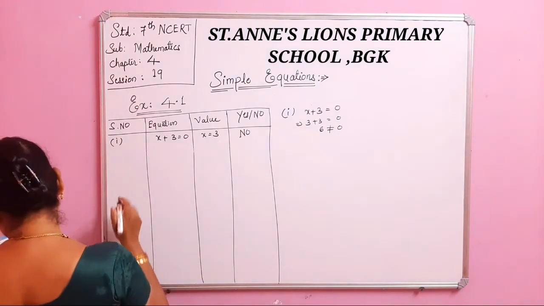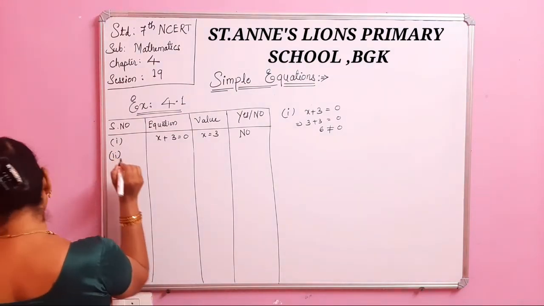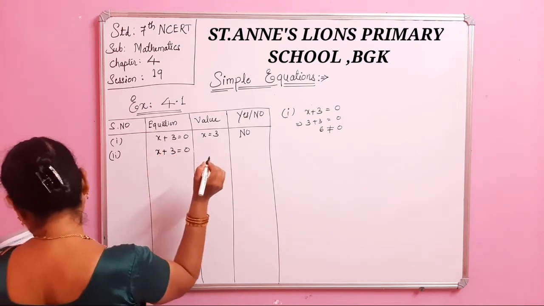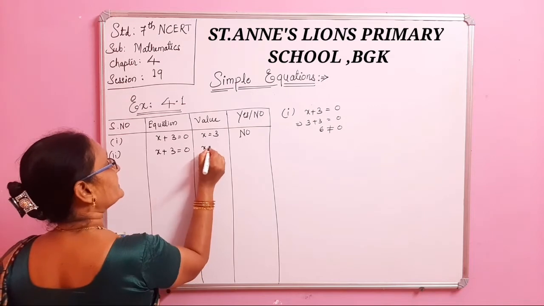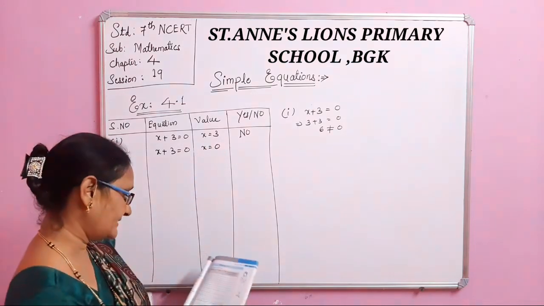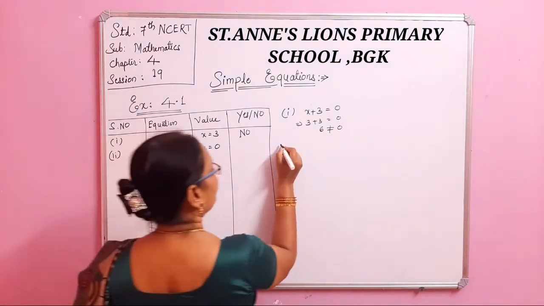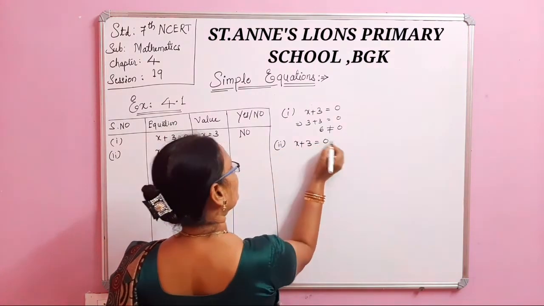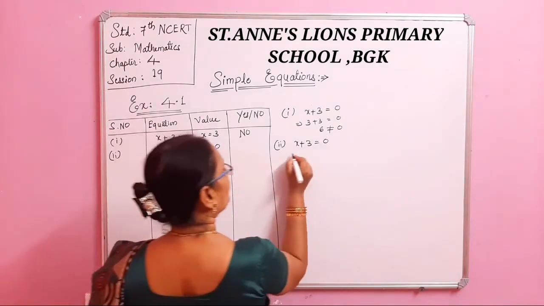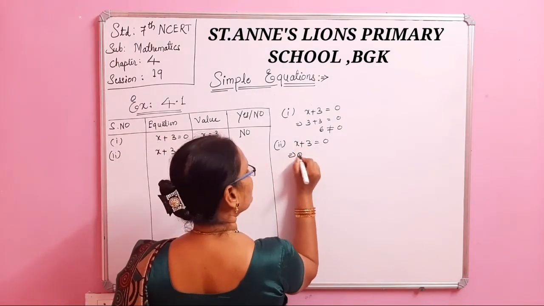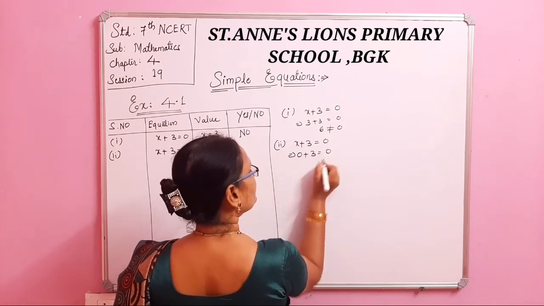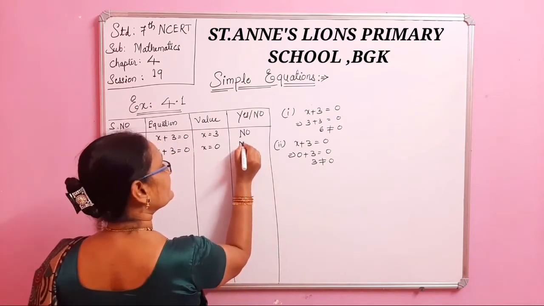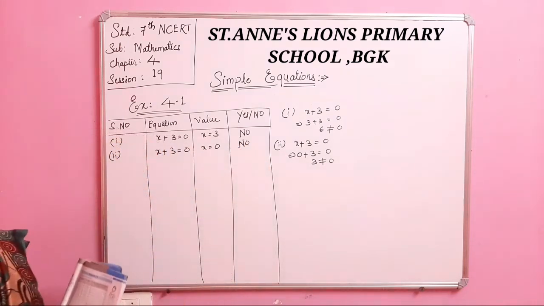Then the same way second one, x plus 3 equal to 0 when x equal to 0. Now second one, x plus 3 equal to 0. What is the value of x here? 0. Now in place of x we have to put 0 plus 3 equal to 0. 0 plus 3 is 3 is also not equal to 0. This value is also not satisfied.